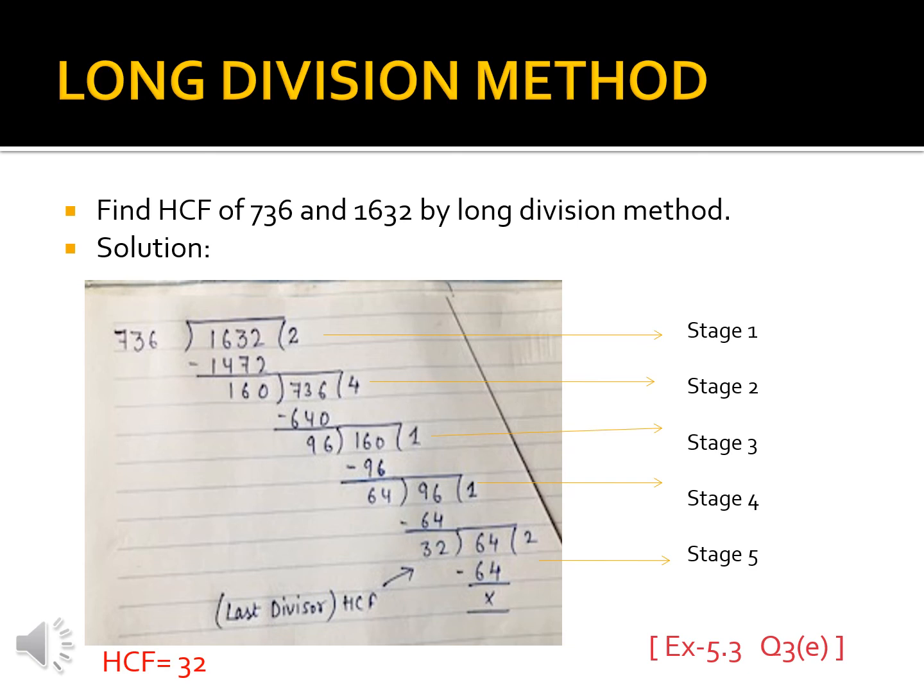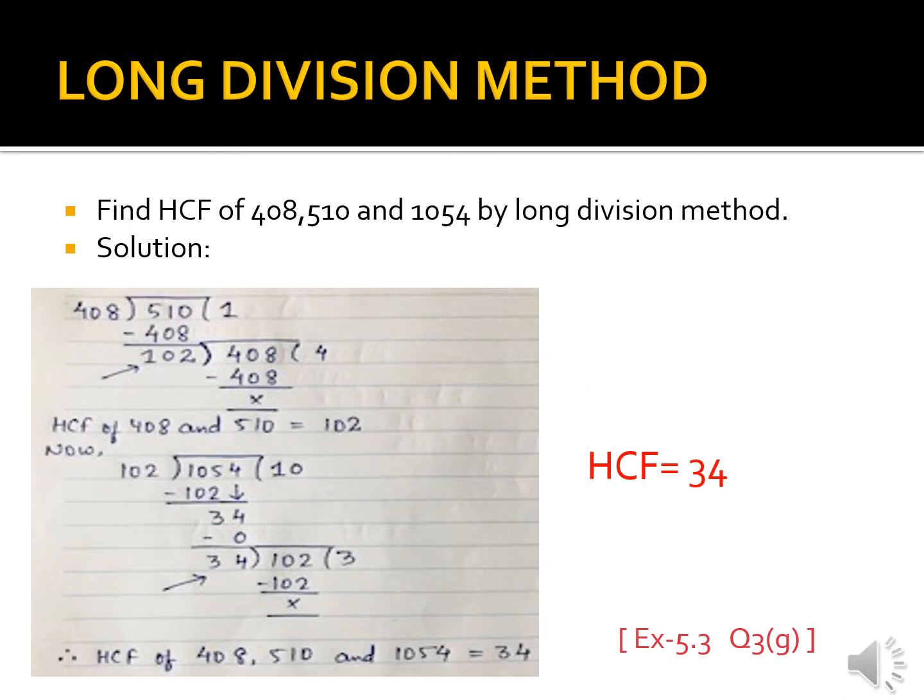Now, how to recognize the HCF of the numbers? The last divisor is the HCF of these two numbers. So here, in this case, the last divisor is 32. So, HCF of 736 and 1632 is 32. Now, let us try to find out HCF of three numbers by long division method.